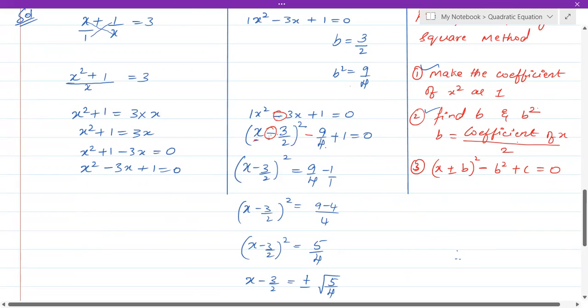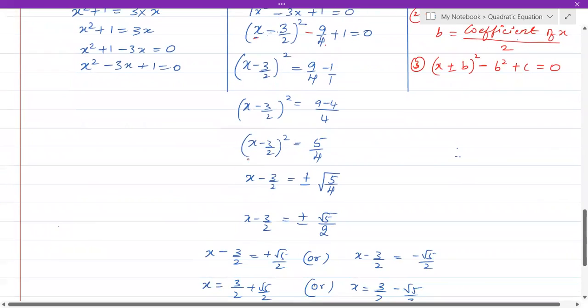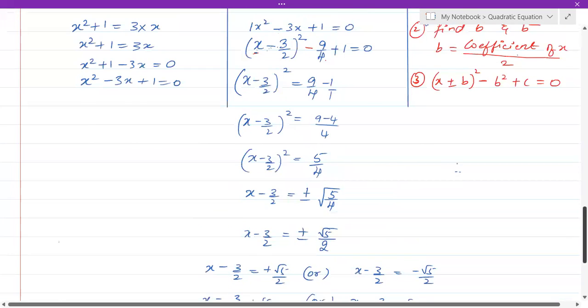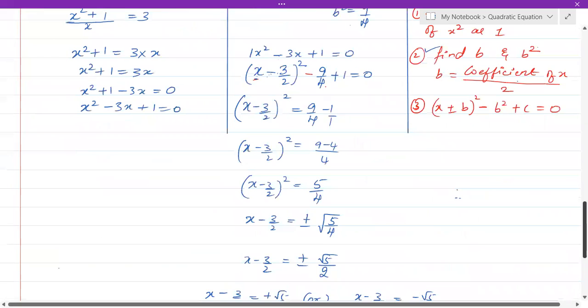So let me erase this. Now after that, we'll send those two numbers, minus 9 by 4 and plus 1, to the other side, and we'll simplify it. We'll get a fraction or a rational number, whatever, and we'll send the square to the other side. It will become square root. There we'll get two possibilities. Therefore, we'll get the two values of x. So this is the procedure.